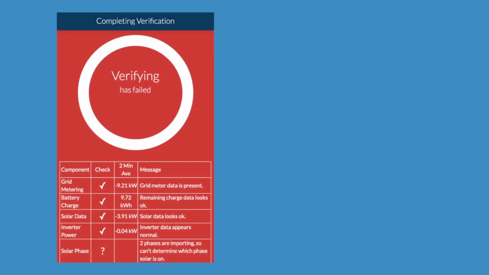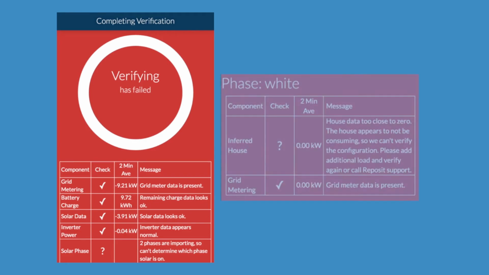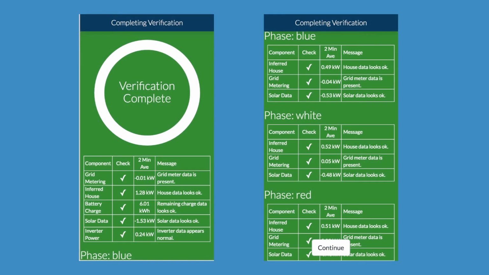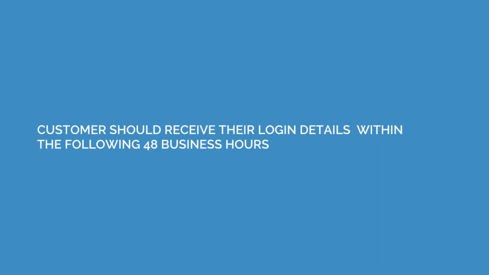In 3-phase installations, checks will be run across all phases. Please ensure that you check the information on each phase is correct and follow suggestions marked in the message column. Once the verification is complete, you will see a green screen and the installation has been completed. The customer should receive their login details to the Reposit app within the following 48 business hours after additional checks have been made by Reposit support to ensure the system is working correctly.